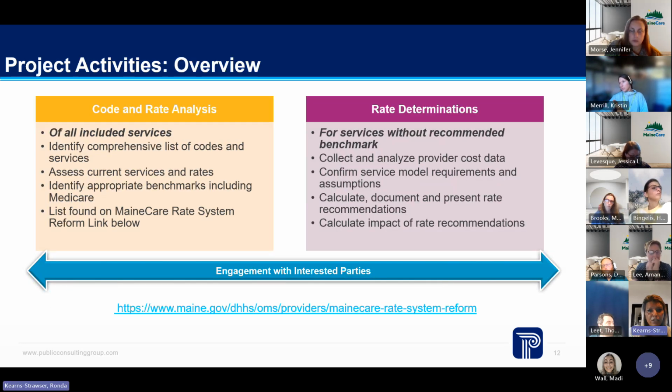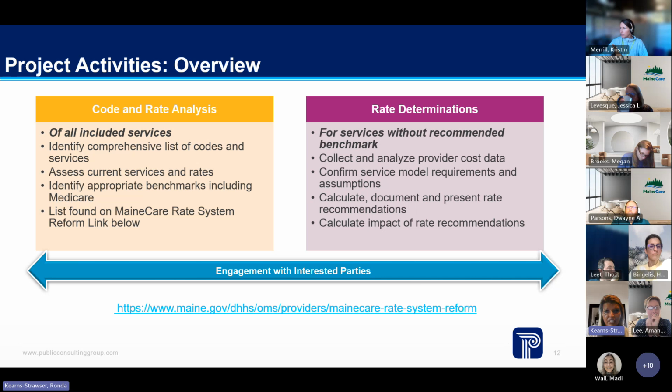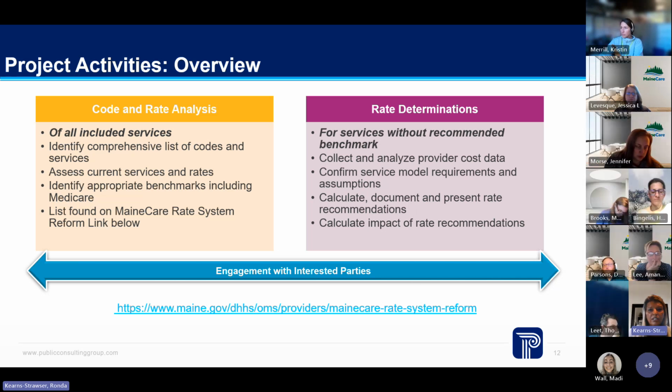So the next slide just talks a little bit about the overview of some of the things that we've been doing. Currently, we've identified codes and rates for each section, and that list can be found on the rate system reform link, which I think is in the chat at this point. We have been analyzing codes, identifying benchmarks, and for services without benchmarks, we are going to be creating benchmarks with input from providers, certainly creating assumptions based on best practices and national trends. So throughout this project, engagement with interested parties will occur, and additional sessions or information may be needed as we continue throughout this process. So again, if you're on the listserv, make sure you check out any of those sections or next opportunities as well to provide feedback.